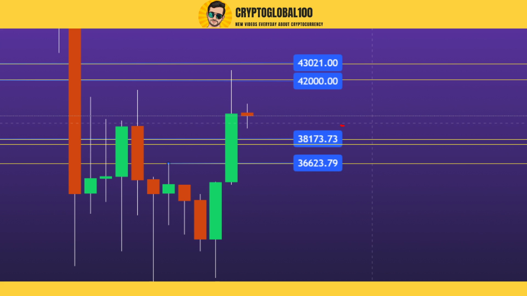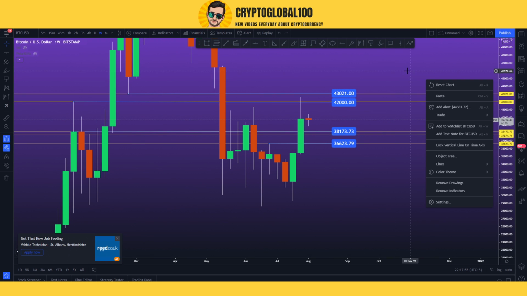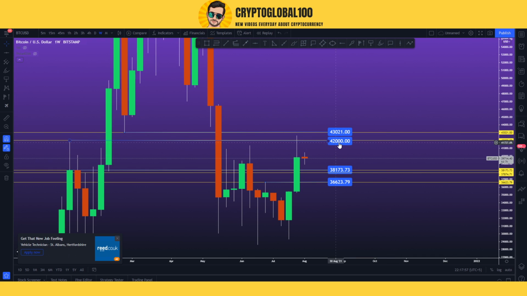So these are my current levels. These are my levels of support, and these are my resistance levels. So I think the price needs to decide. It needs to go either to the upside, or it has to get rejected from these levels.